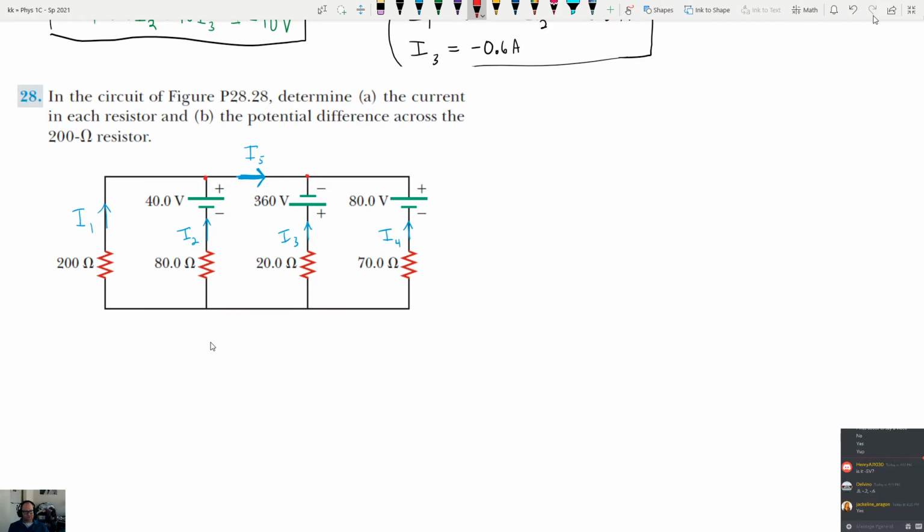How many loops can we draw in this picture? Five. One, two, three, four, five, six. There's actually six loops that you can draw, because you can draw a loop that just takes up two of these. That would be one. This would be one. And then you have one, two, three, and the outside. So that's a total of six. Can you use all six? Absolutely not. You only have four unknowns. So choose whatever loops you want.